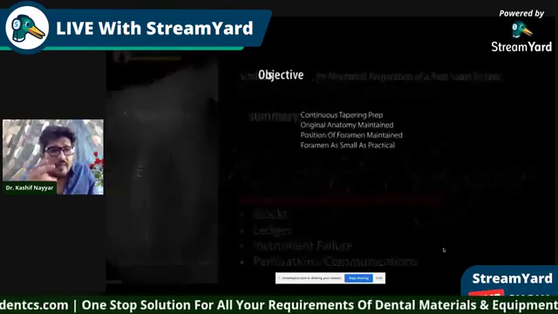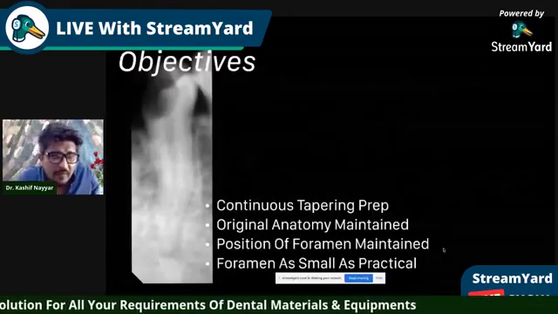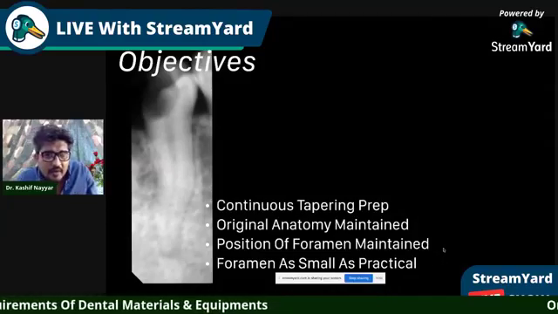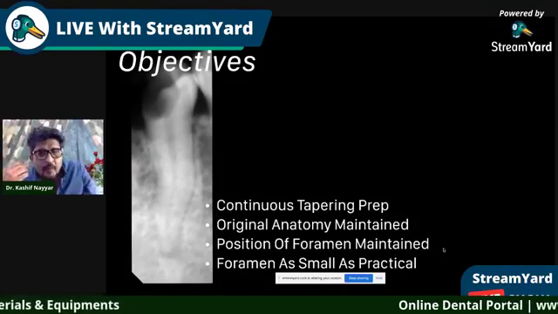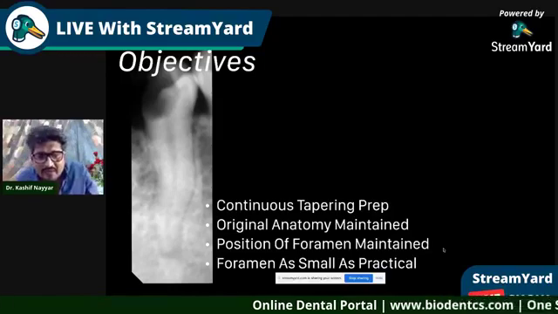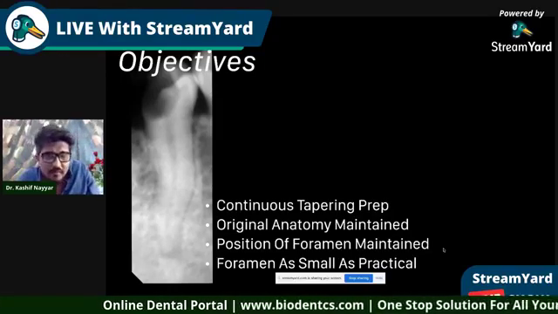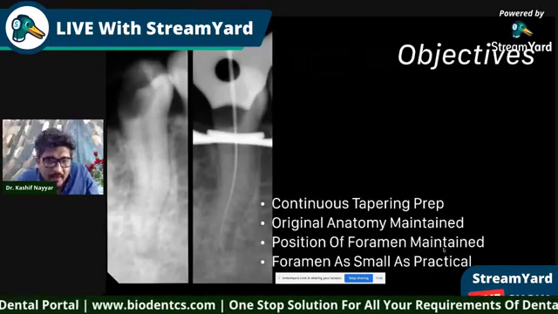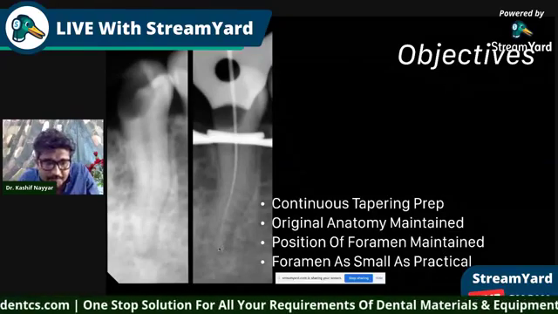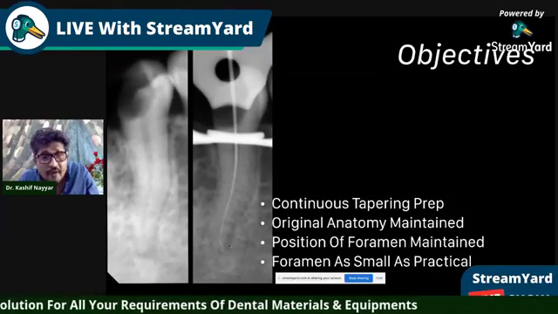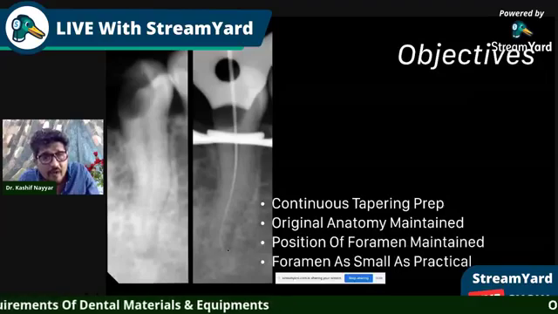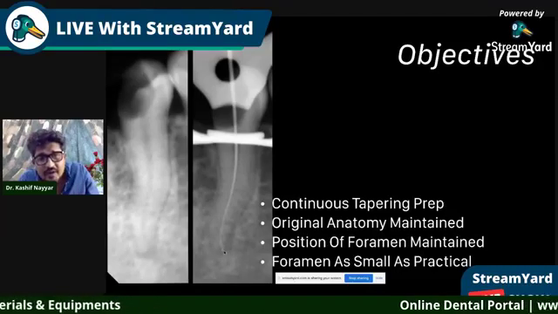So in this case, which I have done, my objective is that the taper must be continuous. I have to maintain the anatomy in this double S curve. So on the working length, I can see that this is the position of my apical foramen, and this is the number 15 K file.